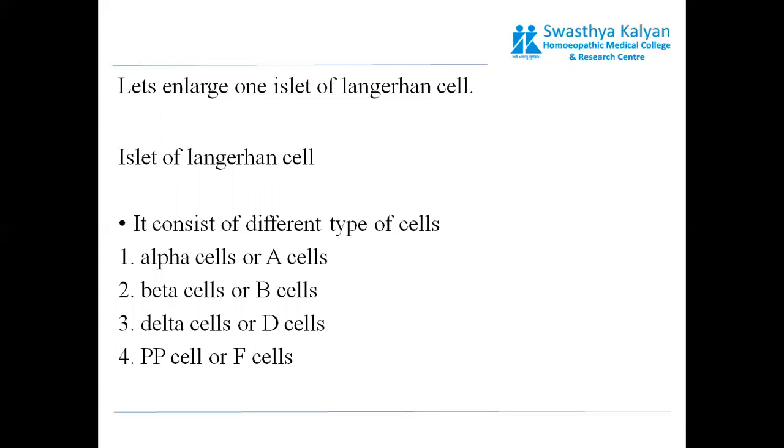Now all these cells, alpha, beta, delta, F cell, PP cell, all of them secrete peptide hormone. First of all, we will discuss the most important and the most abundant cell in the islet of Langerhans, that is the beta cell.